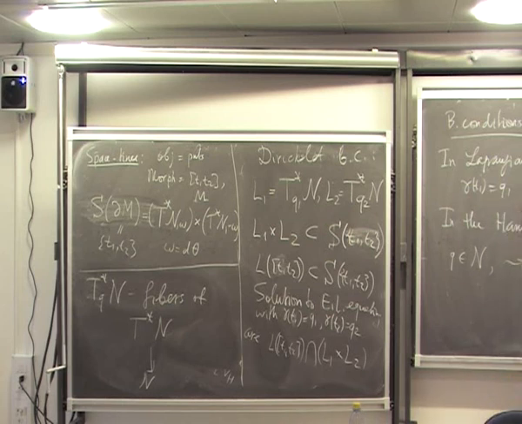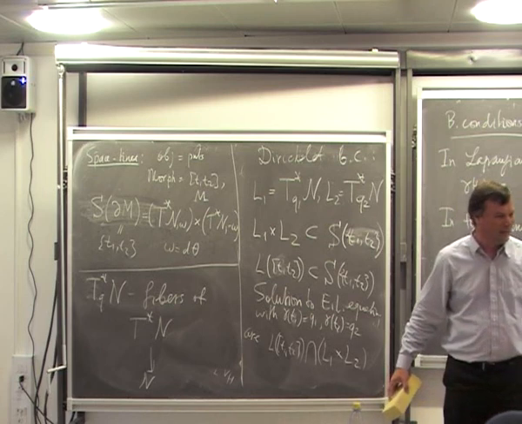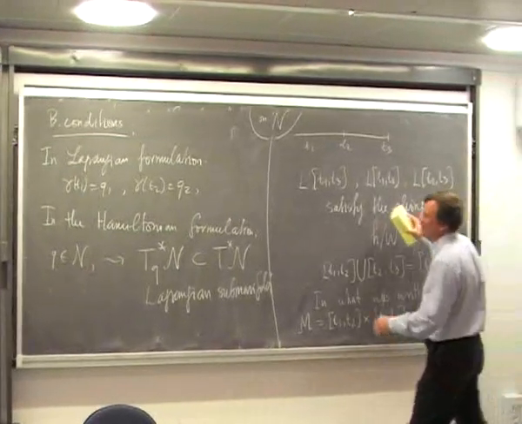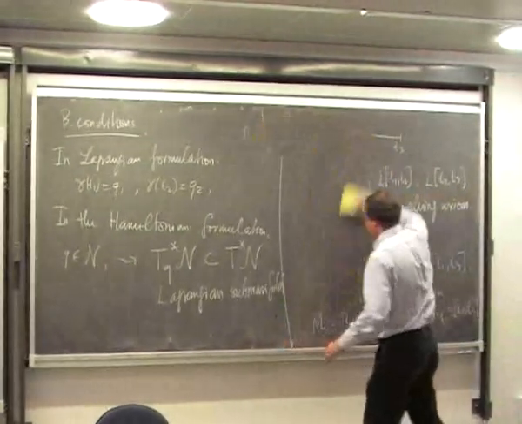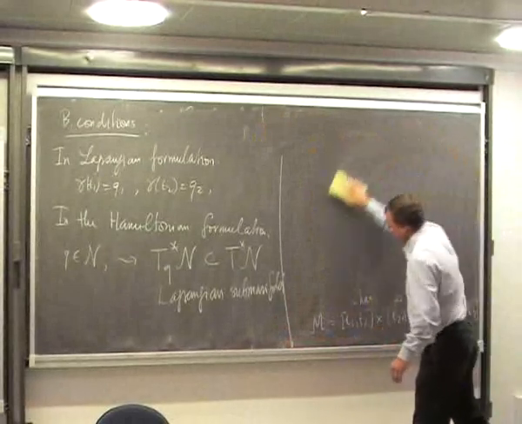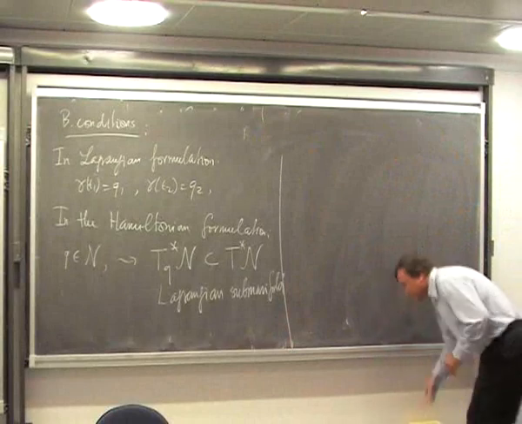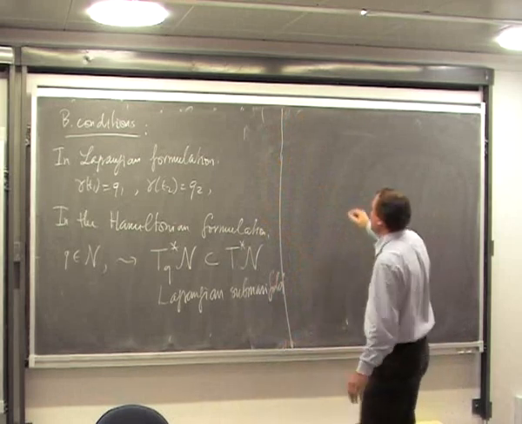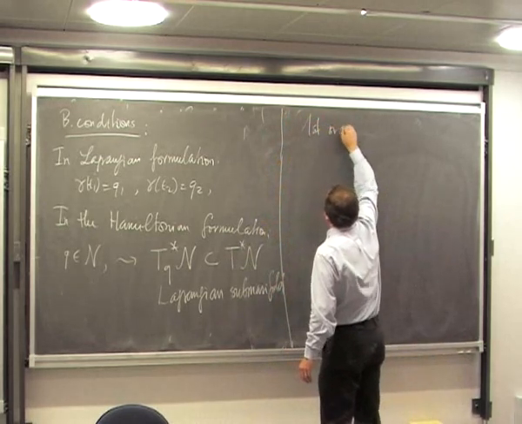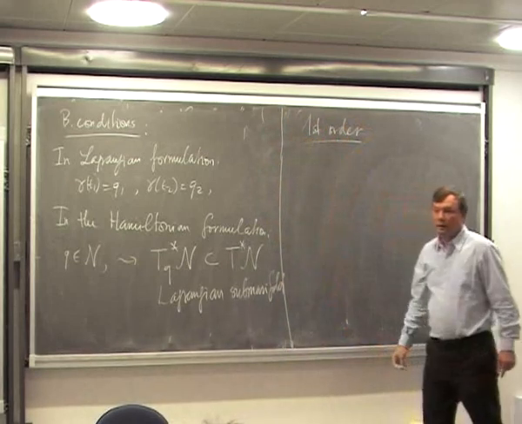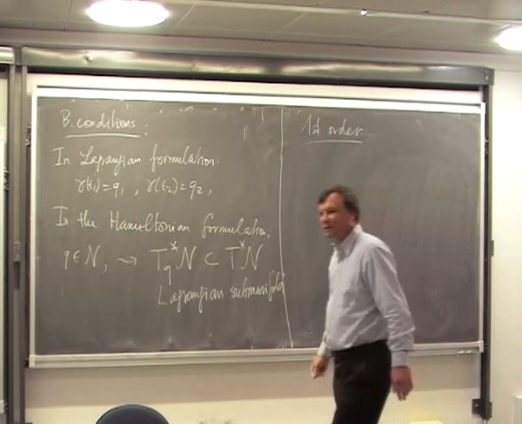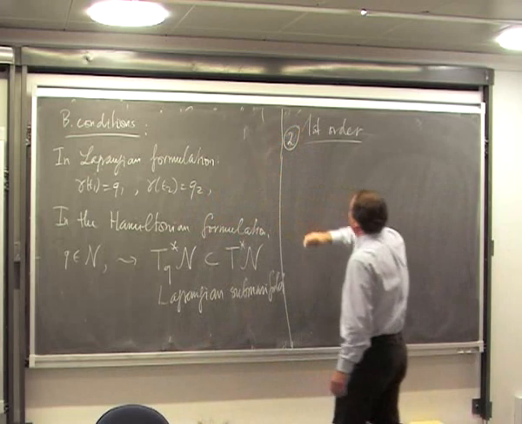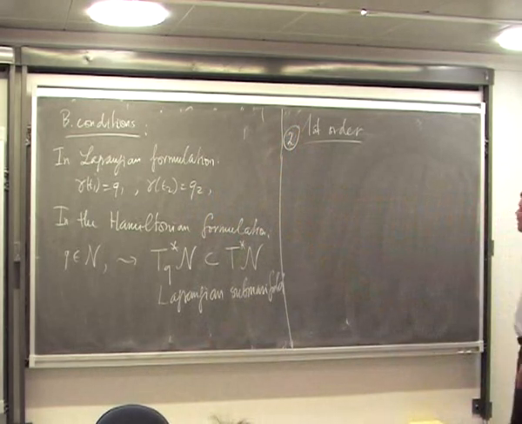If I have to finish earlier, tell me when people will be completely exhausted. So let's just go one more step. So let's have the first order. So this was the Hamiltonian setting for the second order systems. So now first order Lagrangian mechanics.